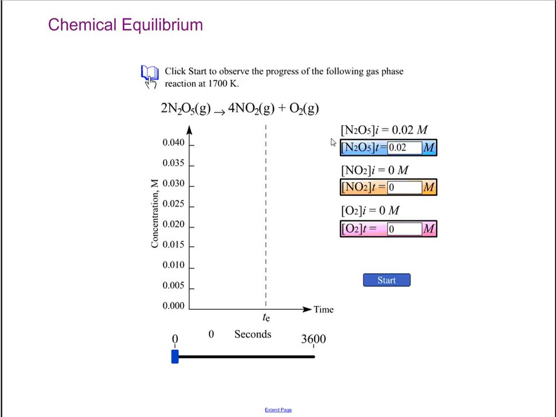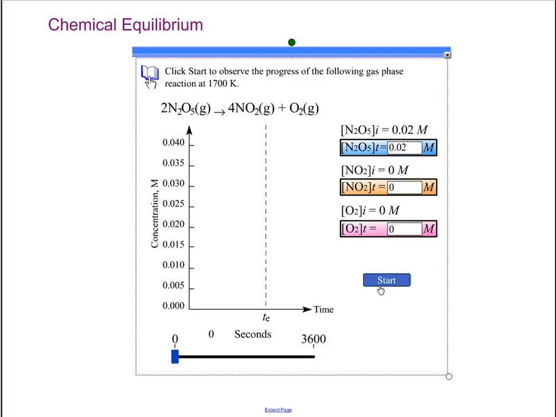So here we have N2O5 breaking down to NO2 and O2. The reverse reaction also happens. So let's see what happens. We start with 0.02 molar N2O5. We don't have any NO2 or O2. And let's see what happens when we start the reaction. We start making NO2, that's the orange. We start making O2. You can see we start making NO2 much more quickly, 4 times as fast. And we start using up the N2O5.